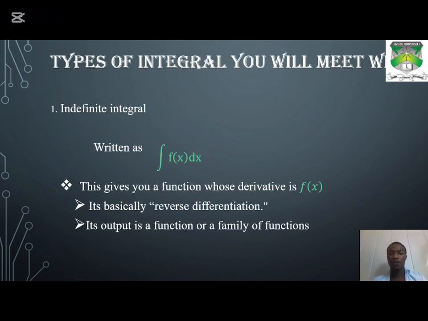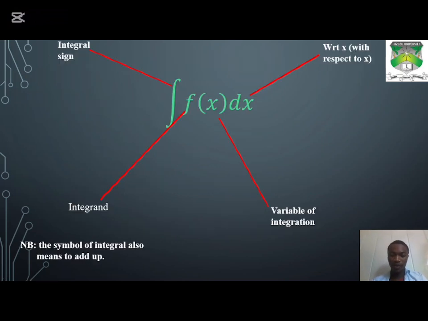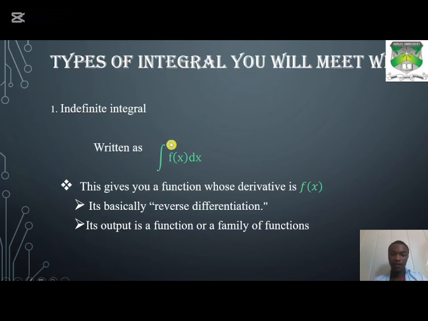Now we have types of integral. When we talk about types of integral, we have the indefinite integral and the definite integral. How can we know which is which? We can know them according to their symbols. The indefinite integral is written like this; it doesn't have anything on its symbol. The remaining part is similar to the general symbol that I showed you, which is the indefinite integral.